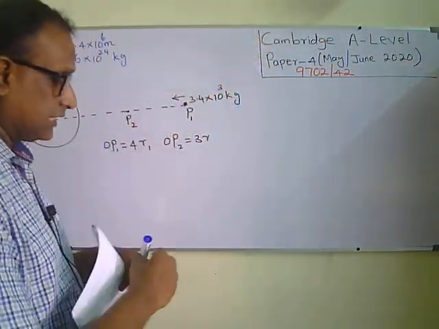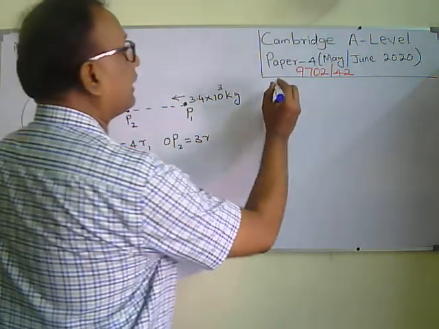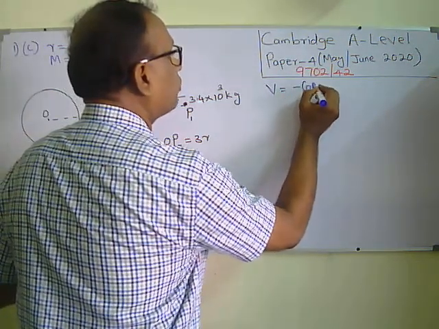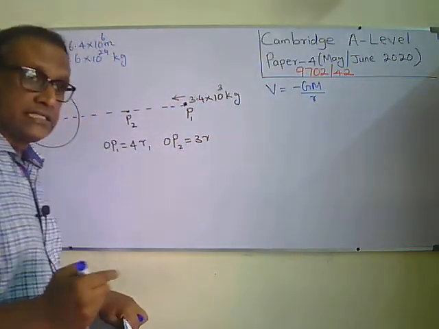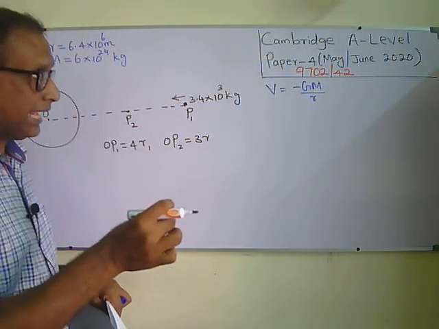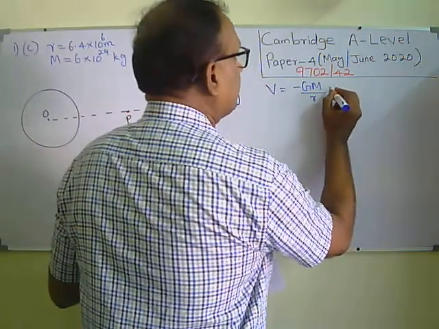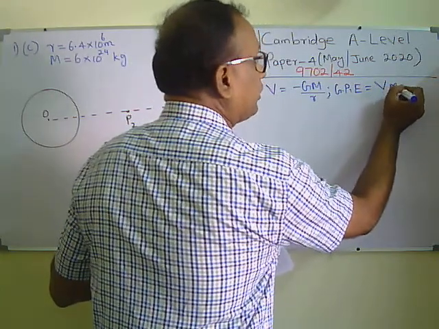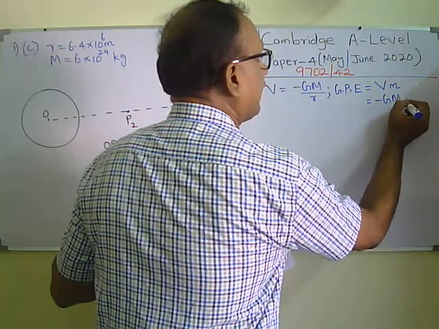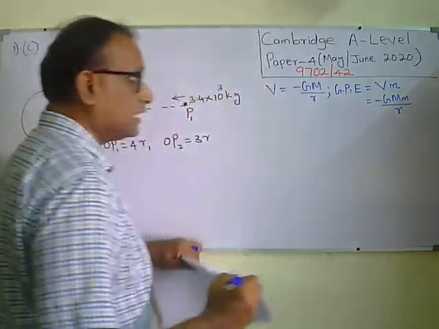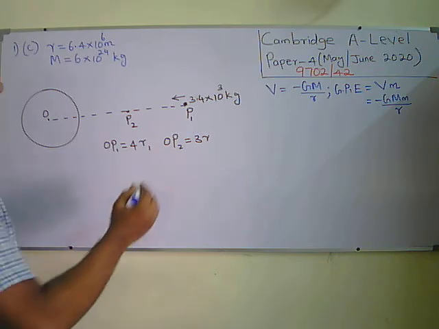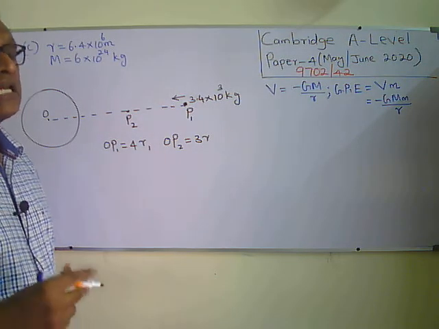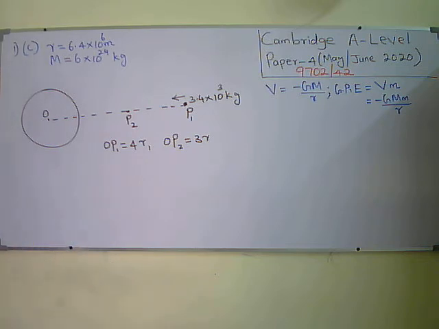So we know that gravitational potential is minus GM over r. In this gravitational potential, when you keep a mass m, its gravitational potential energy will be given by gravitational potential into mass, that is minus GMm over r. That's the gravitational potential energy. So when this rock moves from P1 to P2, it's losing its gravitational potential energy. But the question is, they asked to find the change in gravitational potential energy.